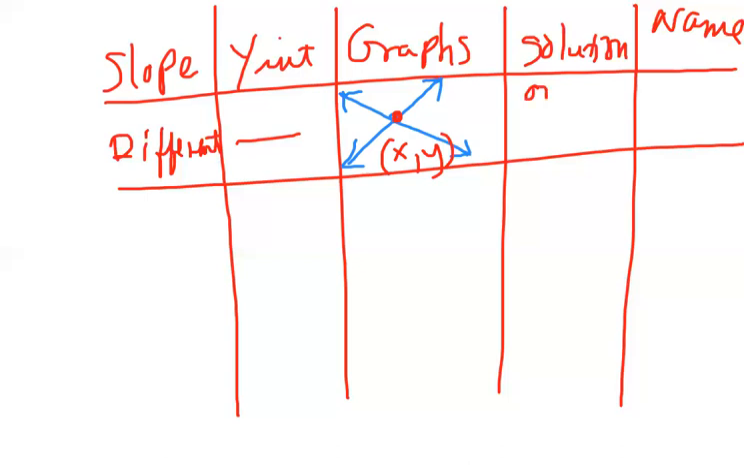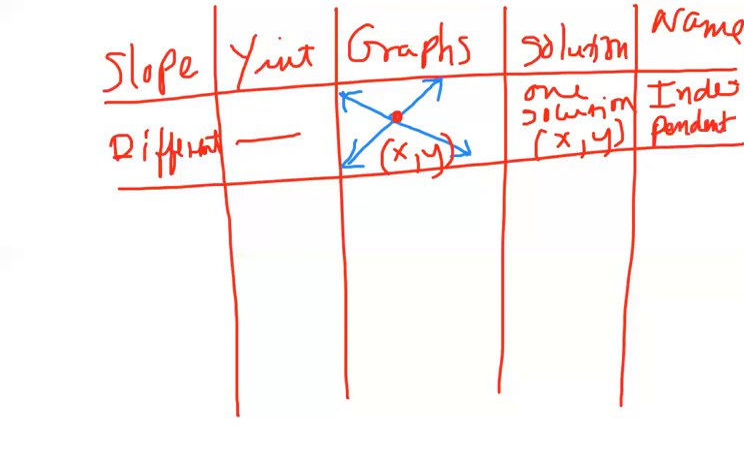Because the system has one solution, that point of intersection, x comma y, this type of system we refer to as an independent system. So if it's got different slopes, the graphs will intersect. That point of intersection is a solution. And so we end up with one solution, and the name we give to the system is independent.